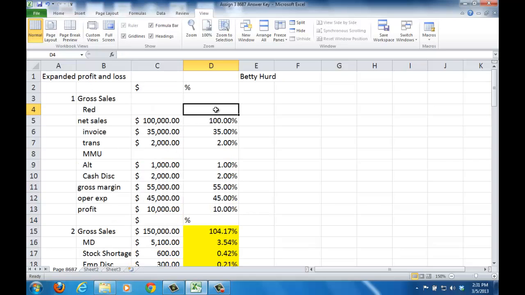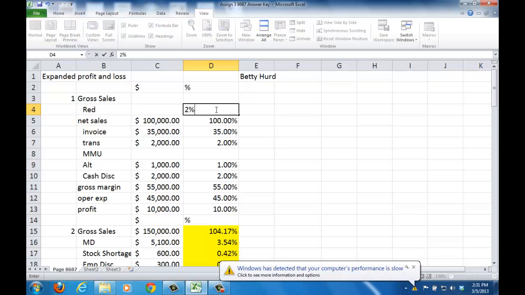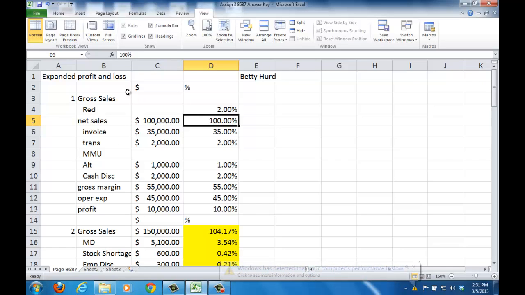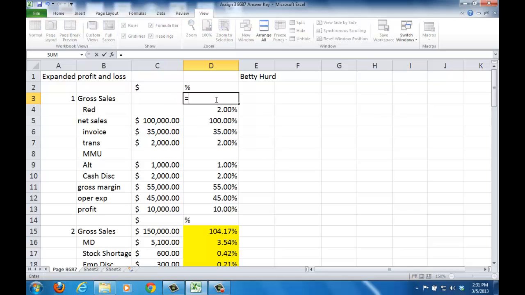So let's say our reductions are 2% of sales. Anything above $100,000 or 100% is above the line. So this is the top line, and then we have what's called above the line. We're going to add, so it's going to be the net sales percentage plus our reduction percentage. So it's 102%. Perfect.